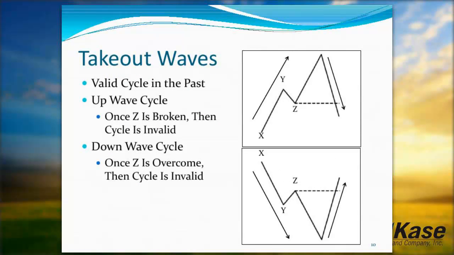Takeouts. So if we had a previous wave that was valid in the past, like we have up here in the upper right, we have an XYZ, where Z had held the X point, it was lower than Y, we had a valid wave cycle. That Z point, once it's taken out, once the market moves below that Z point, that wave is taken out. That wave is no longer valid, and that wave can no longer be used for analysis, other than to see what it may have projected to previously, but it can't be used for future projections.